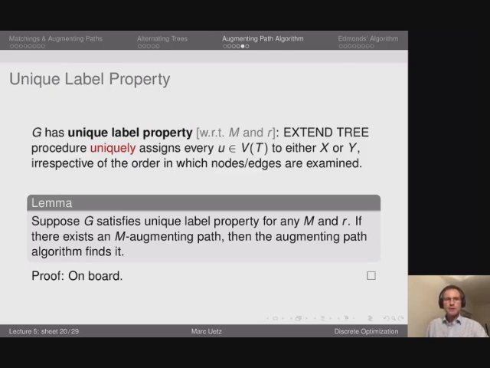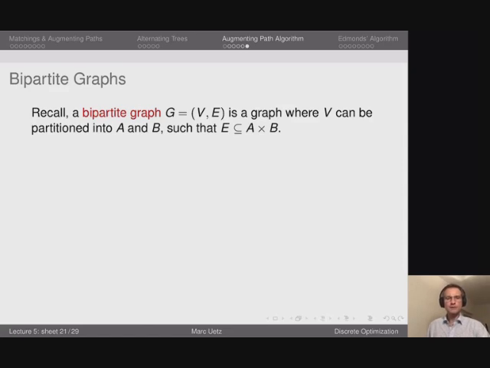So the question now is, are there interesting graph classes which actually do have this unique label property? Or is this just a definition that we made because it was convenient for our algorithm? The answer is yes. There is a very rich class of graphs for which this unique label property is fulfilled, and that is bipartite graphs.